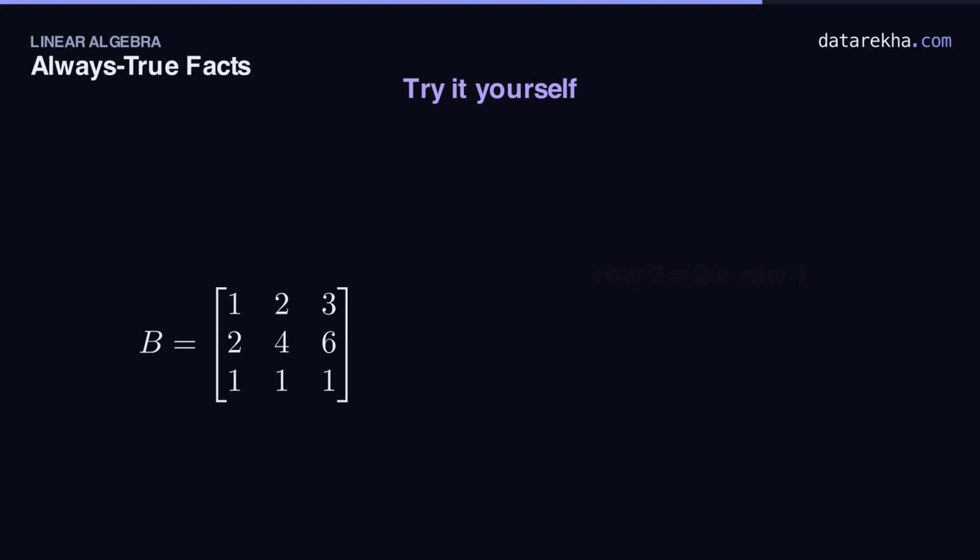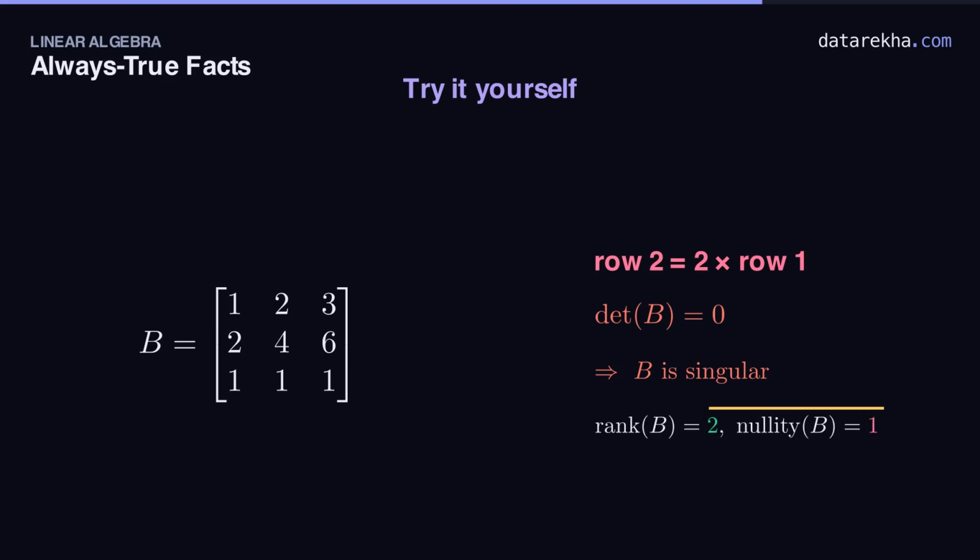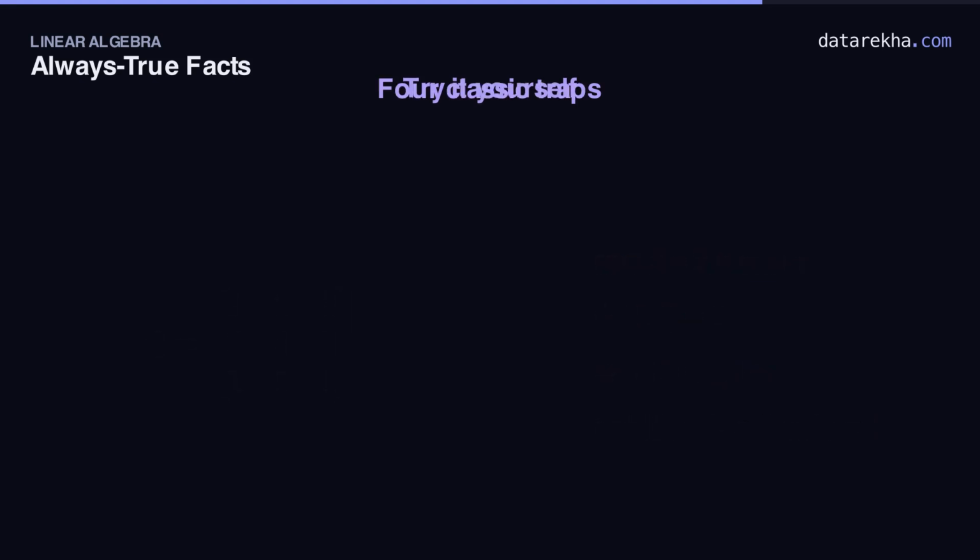Here's the tell. The second row is exactly twice the first row. The moment two rows are proportional, they're dependent. So the determinant collapses to 0. A 0 determinant means B is singular. The whole web goes red. And the two surviving independent rows give rank 2. So by rank-nullity, the nullity is 1. If you spotted the dependent row, you read the switch perfectly.